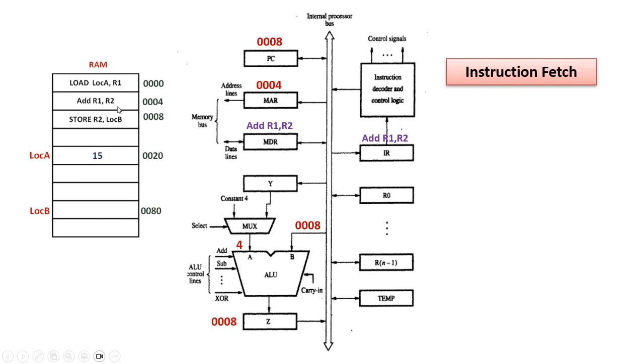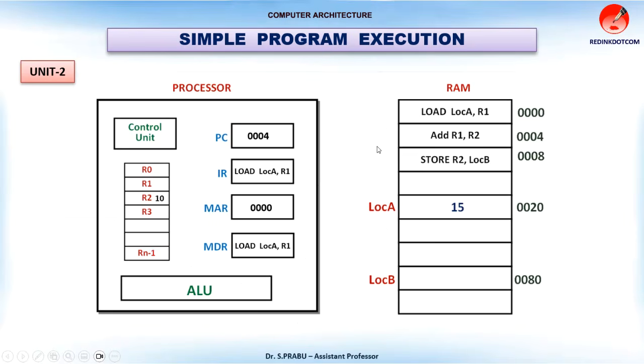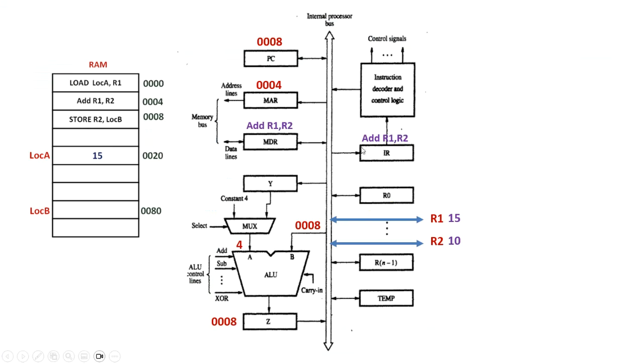So during the execution of this instruction, your program counter points to the next address of the instruction. In this way, your processor can execute the instructions one by one. Now we can see how these instructions can be decoded and executed.